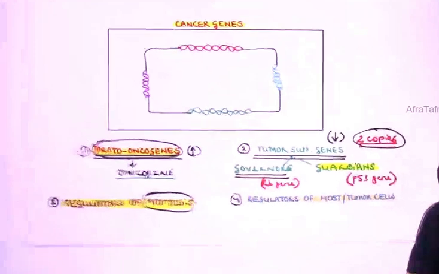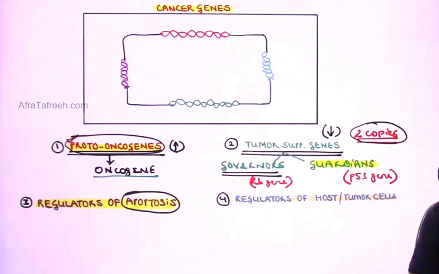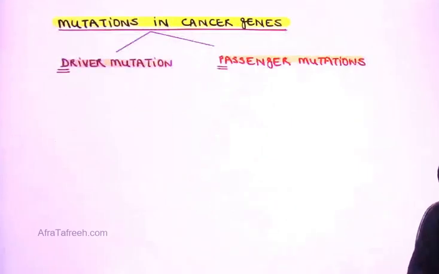So those are the four categories of genes about which we need to have a basic idea, and then we proceed with the mechanism as to how the genetic mutations are going to take place. The mutations in the cancer genes can be subdivided into two categories, one which are being given the name of driver mutations and the second one which are being given the name of passenger mutations.